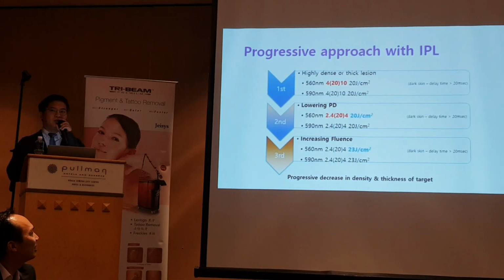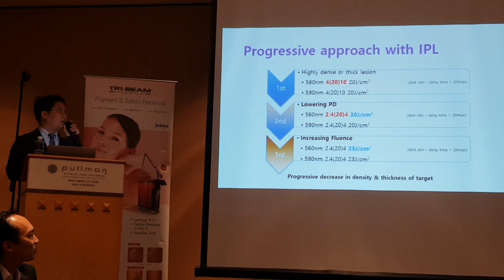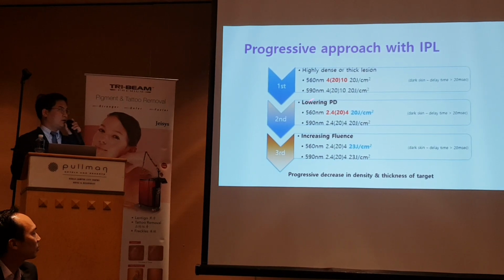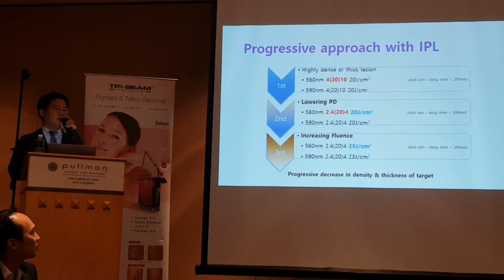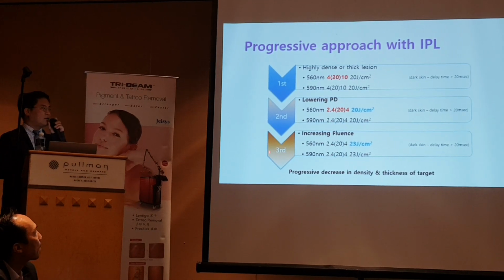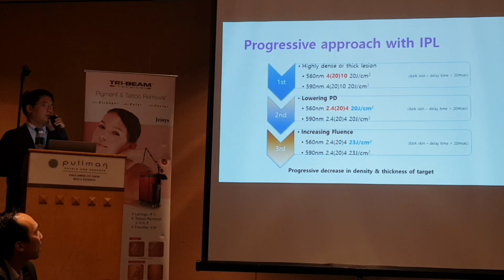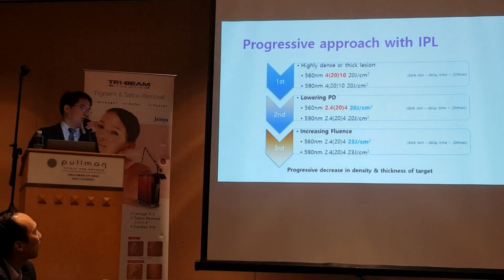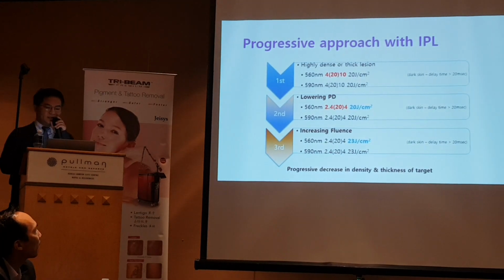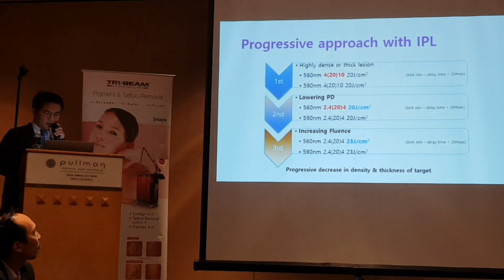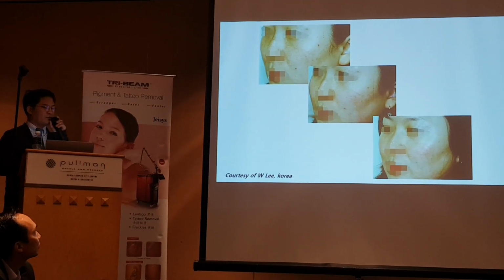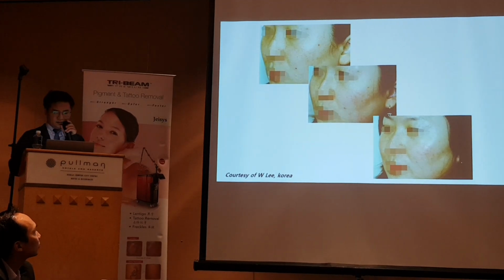Progressive approach with IPL. Second visit, I recommend lowering pulse duration. And third visit, increasing fluence. They make a progressive decrease in density and thickness of target. That is the progressive approach with IPL.